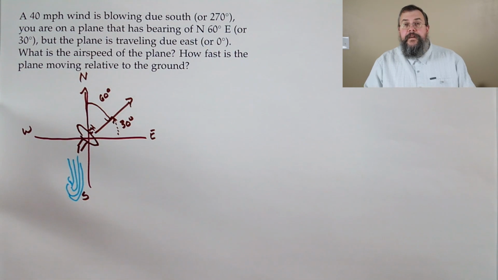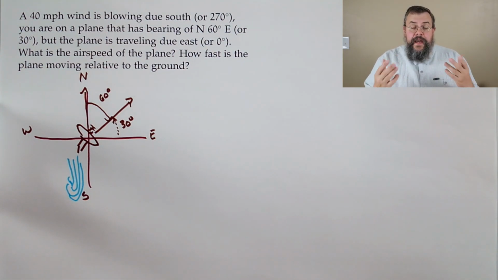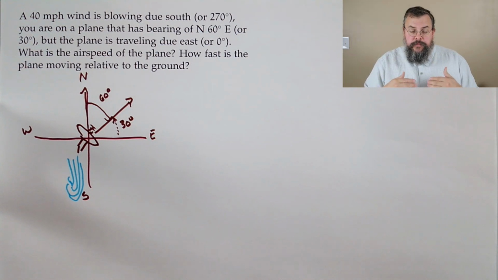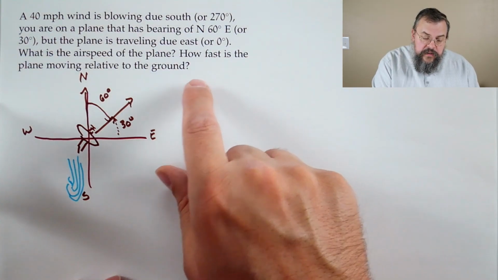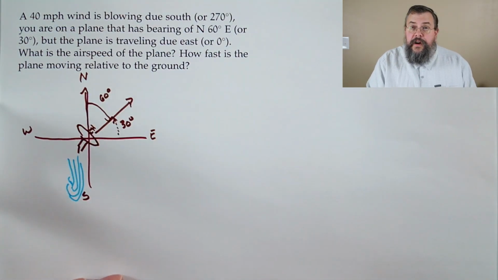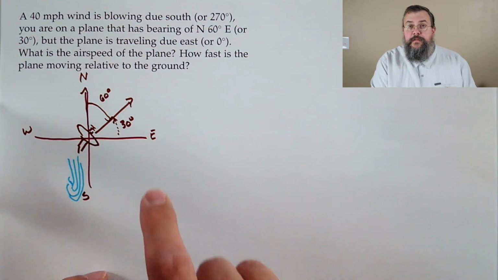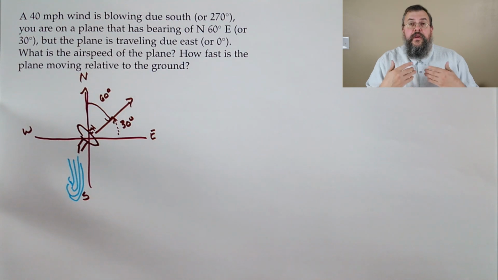All right. Now there's some questions. What is the airspeed of the plane? In other words, how fast is the plane moving through the air? And how fast is the plane moving relative to the ground? Okay, so in other words, it's heading due east. At what speed is it moving due east? So, what is this problem involving?